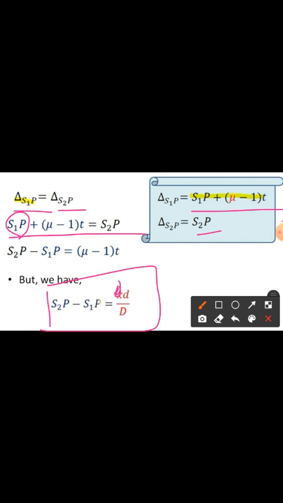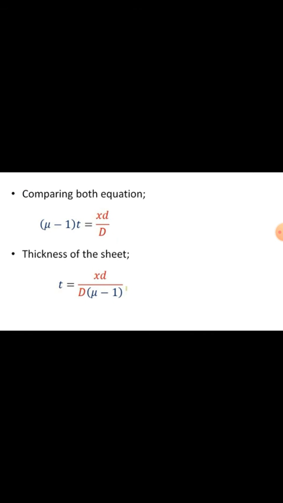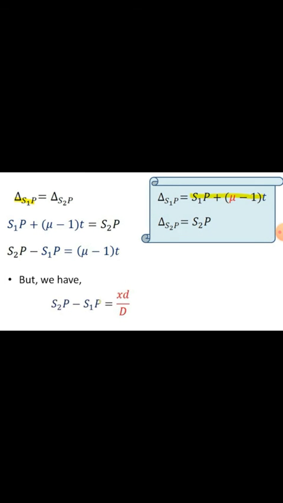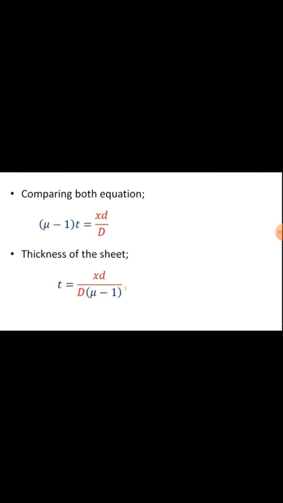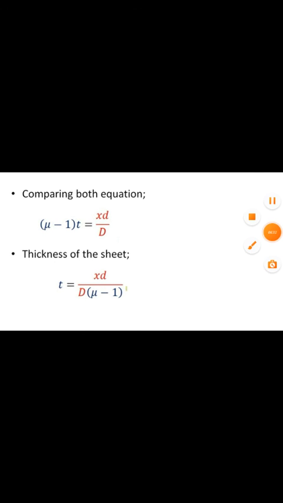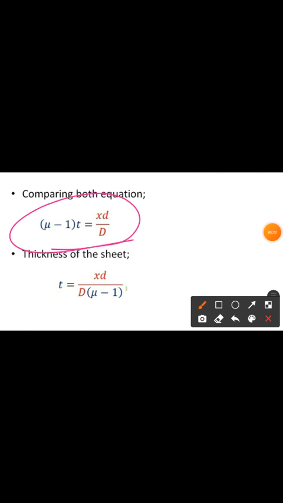So comparing both the equations, observe, the LHS is equal, so comparing the RHS, that is (mu minus 1) into T is equal to x d by capital D. So the thickness of the sheet T is equal to x d by D into (mu minus 1).